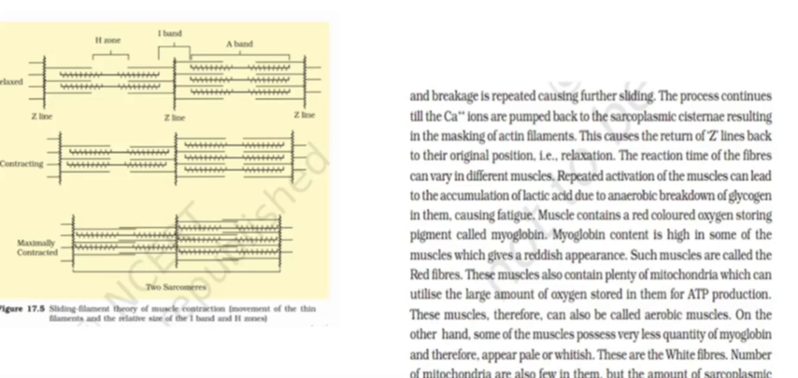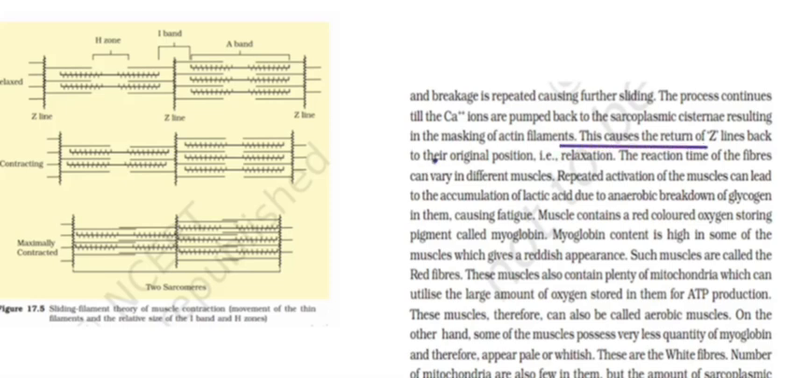Okay, so when the calcium ion concentration was high, the calcium binds and removes the masking to expose the active site. But when the calcium ion level is reduced and the ions go back to the sarcoplasmic cisternae, it again leads to masking of the actin filament. This causes the return of the Z line to its original position. That means movement has taken place and the Z line is back in its original position, which leads to relaxation here. Fine. So what will we write here?